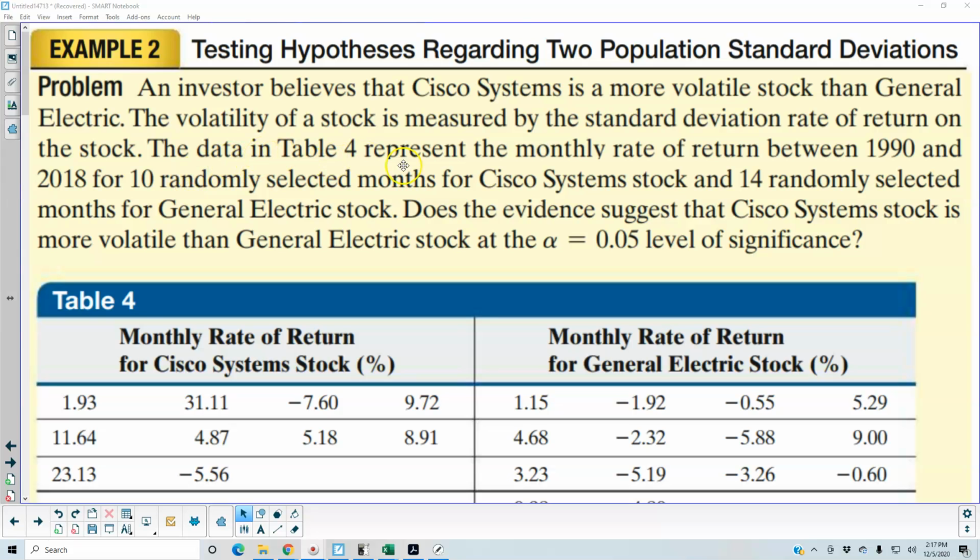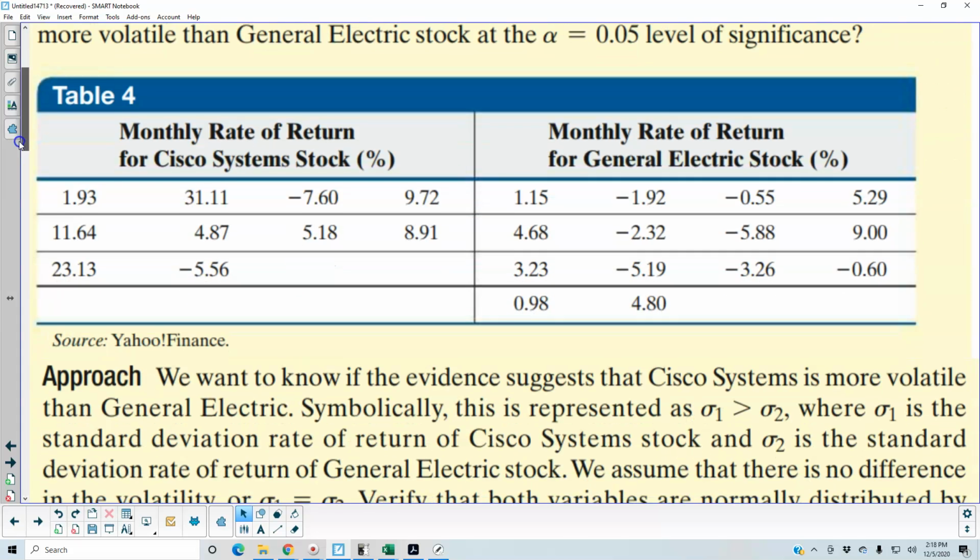The data in Table 4 represent the monthly rate of return between 1990 and 2018 for randomly selected months for Cisco Systems stock, and 14 randomly selected months for General Electric stock. Does the evidence suggest that Cisco Systems stock is more volatile than General Electric stock at the alpha equals 0.05 level of significance? So there is our information and our numbers for the data.